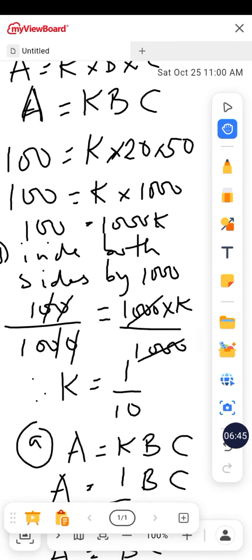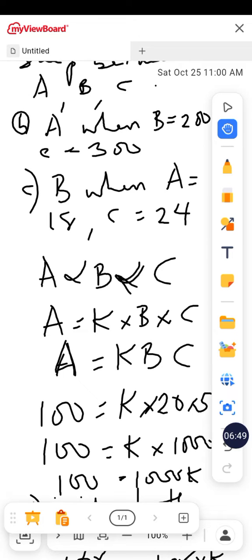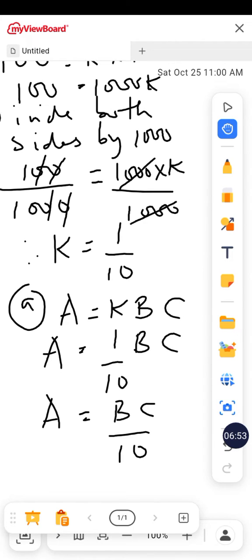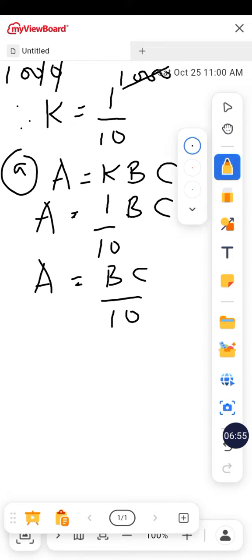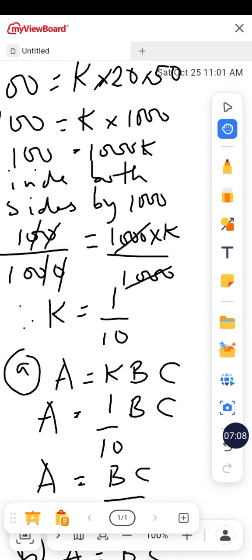So let's go ahead to question B. What does question B say? Question B says find A when B is 200 and C is 300. Like I told you previously, before you move on, you always go back to your formula, your relationship, or your equation.